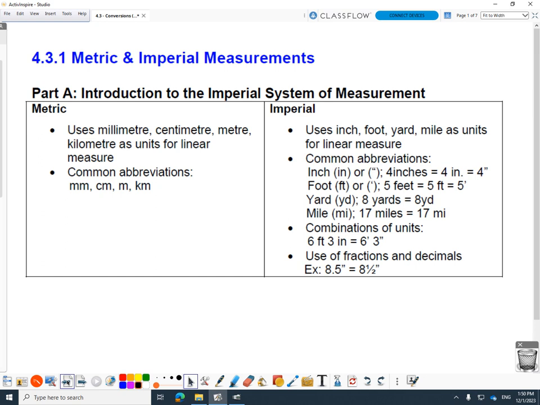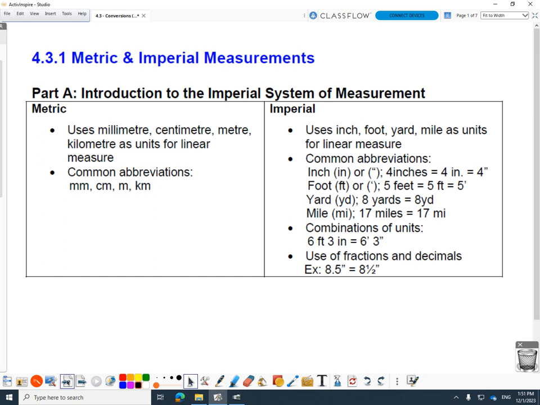A yard is 3 feet. There's some ridiculous stuff about the imperial measurements, but it served humans well for a long time. It really did bring us out of the dark ages that we could measure things in a standardized way. And the reason it's called imperial is because as the imperial kingdoms spread across the world, they brought this measuring system with them.